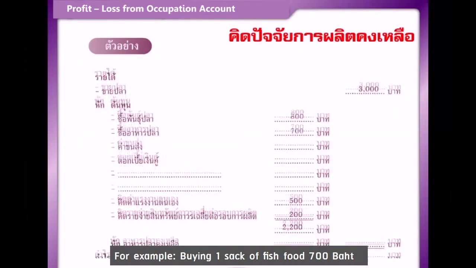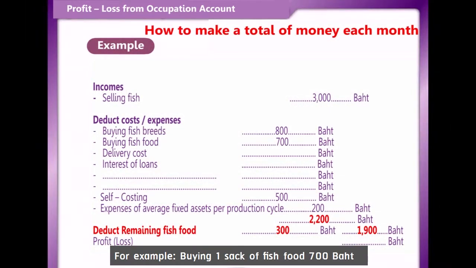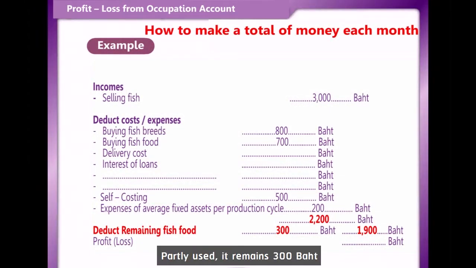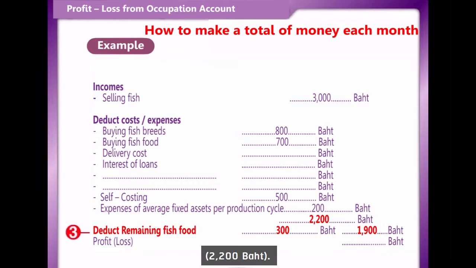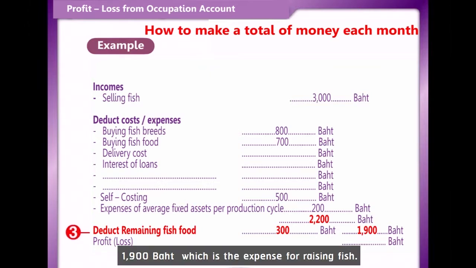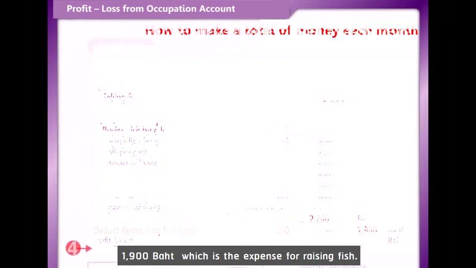For example, buying one sack of fish food 700 baht. Partly used, it remains 300 baht. Then, 300 baht will be deducted from the total expenses, 2,200 baht. 2,200 minus 300 equals 1,900 baht, which is the expense for raising fish.